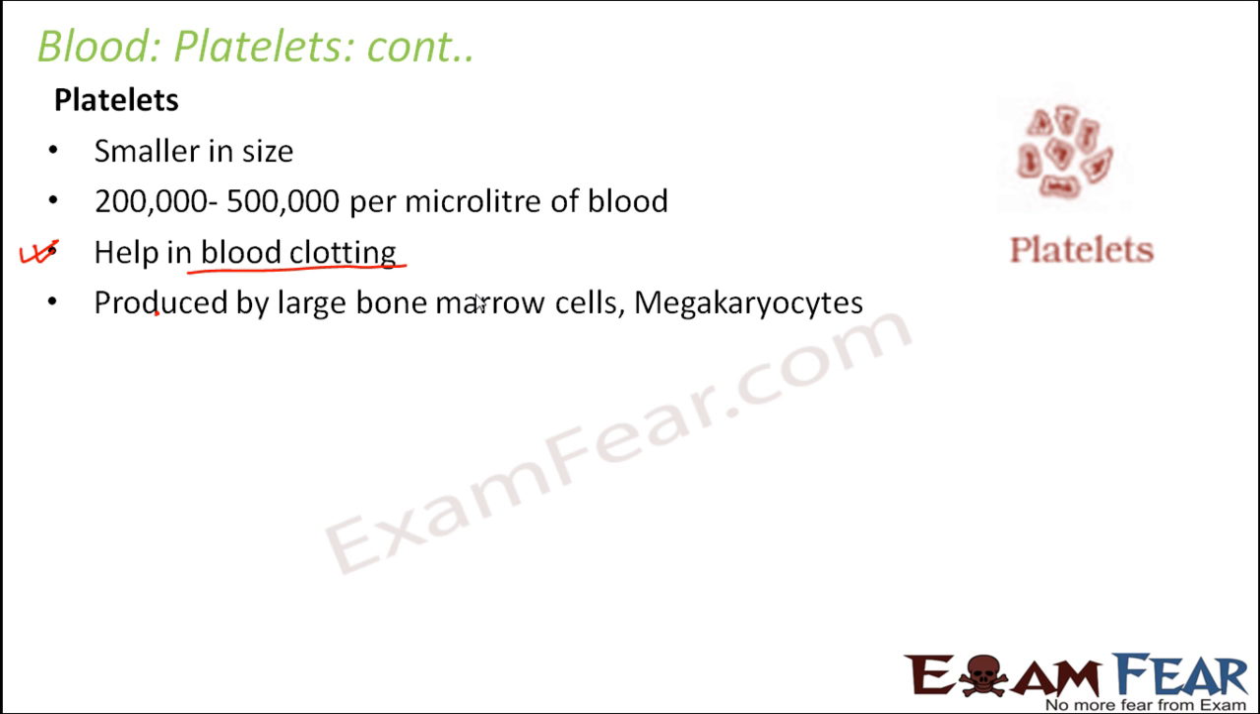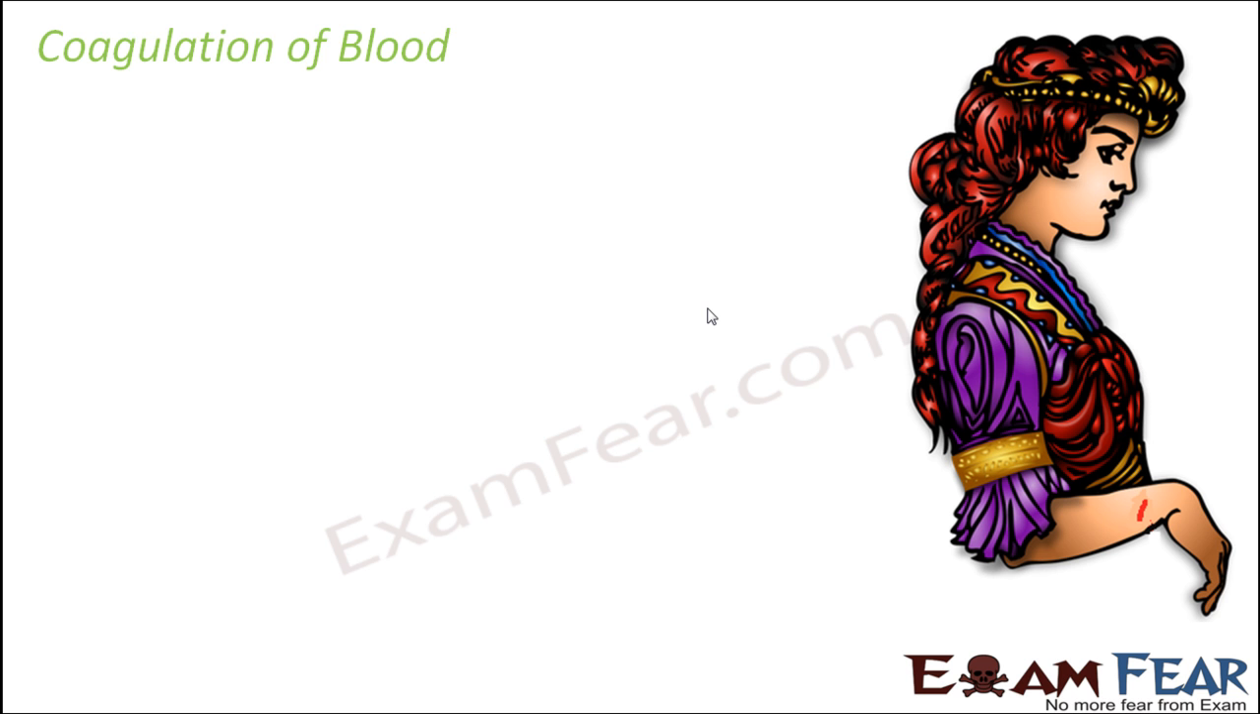As I said, the RBCs and the WBCs were produced by the stem cells, and these platelets are produced by megakaryocytes. The word mega means big or large, and karyocytes, karyo means related to nucleus. So these are large bone marrow cells which produce the blood platelets. Now we will talk about coagulation of blood, which is also known as blood clotting, and how this clotting of blood takes place.